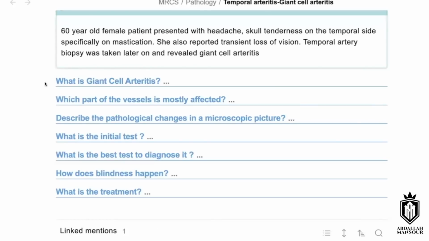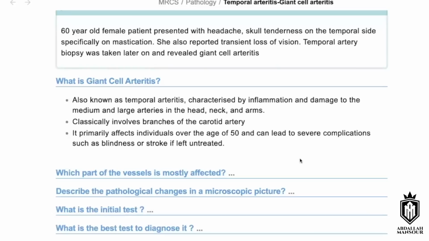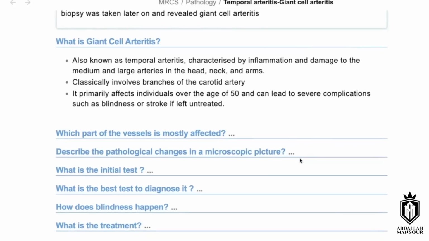Yeah, so giant cell arteritis is also known as temporal arteritis. It's inflammation and damage of the medium and large arteries in the head and neck, classically involving the branches of the carotid artery, most commonly the ophthalmic, and primarily affecting individuals above 50, usually female patients.